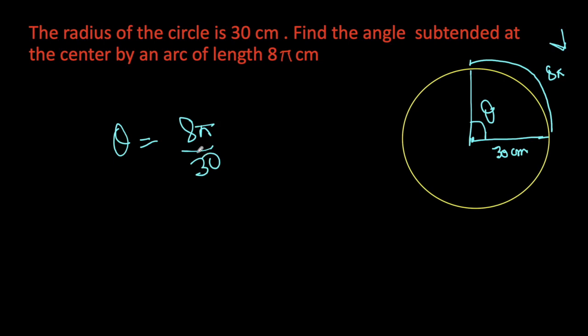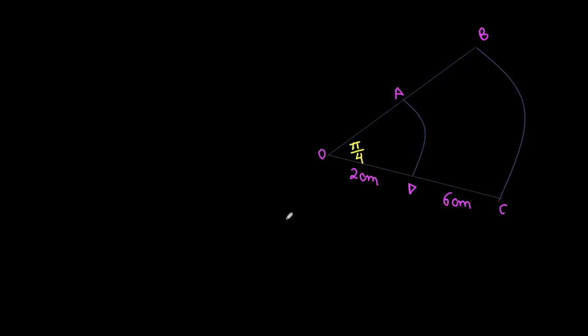we will leave the answer in fraction. So this will give you 4 over 15 pi. So this is your final answer. Okay, so you can see how simple it is when you know that this divided by radius will give you the angle. So this is your final answer. Okay, so now let's take one more question.